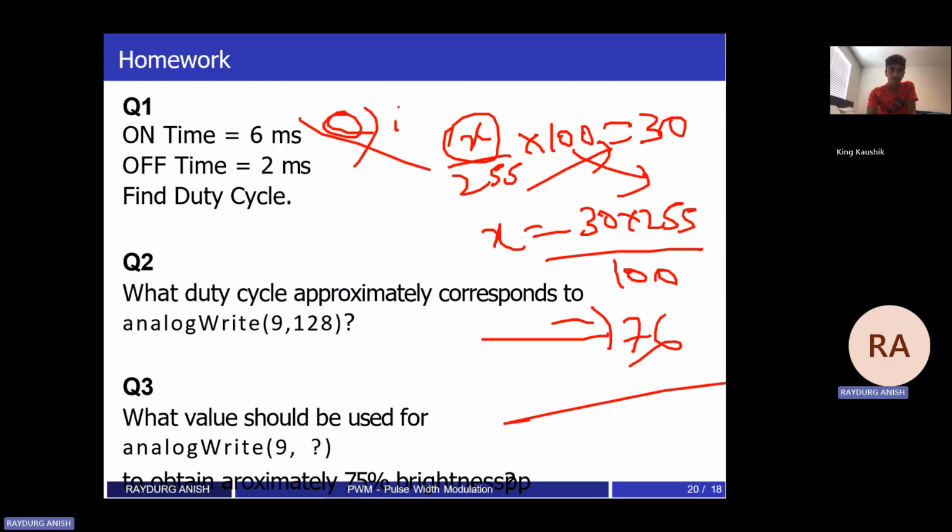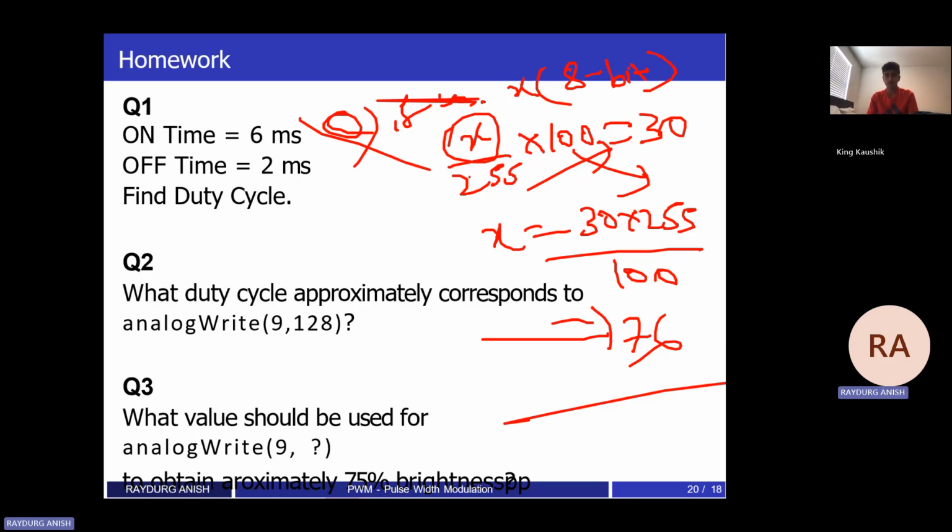Put a question: if the duty cycle is 30%, what should be the analog X value? Assume it is used in 8 bit. Are you writing it? I closed my book, so I'm trying to find my page. These things you need to write, because without these calculations you can't.